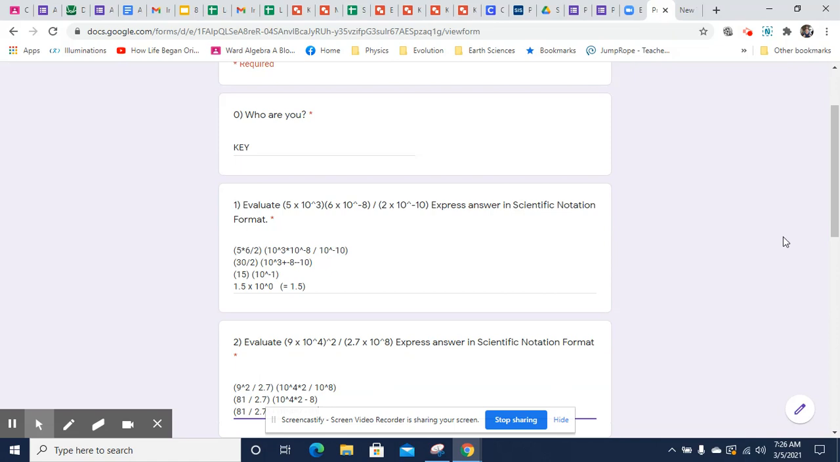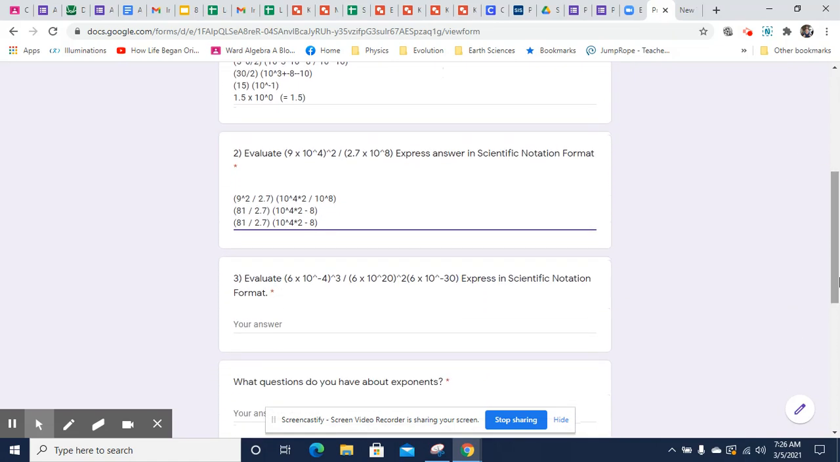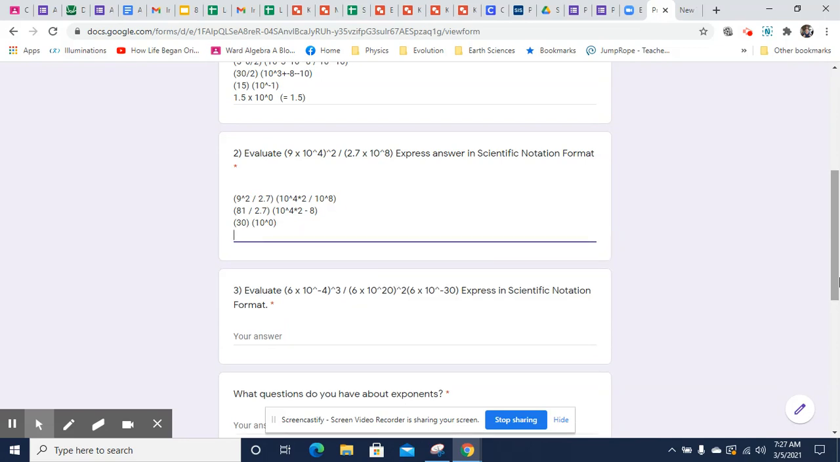I'm going to scroll down a little bit so you can see what I'm doing. 81 divided by 2.7 is going to be 30. And then 10 to the 4 times 2, that's 4 times 2 is 8. And then 8 minus 8 is 0. And so I put it together. I've got to make 30 10 times smaller, so 3.0. So I've got to make 10 to the 0 10 times bigger, so 10 to the first. And so that's your answer, and it happens to actually just be 30 if you were to turn it into standard notation.